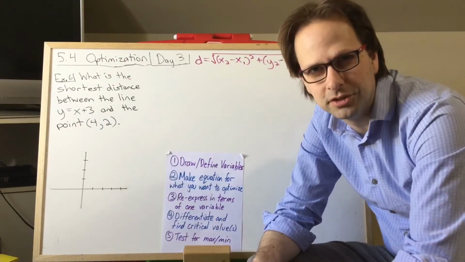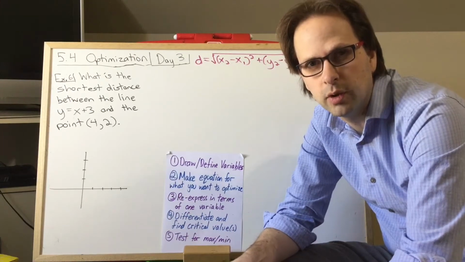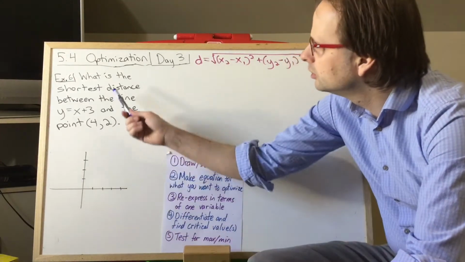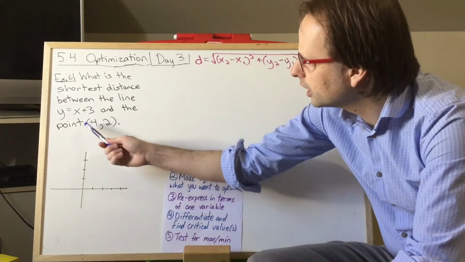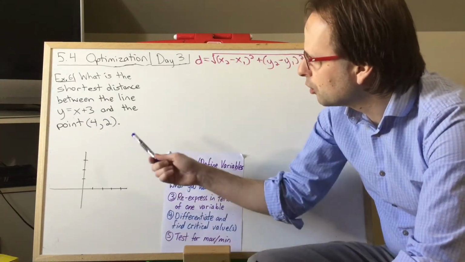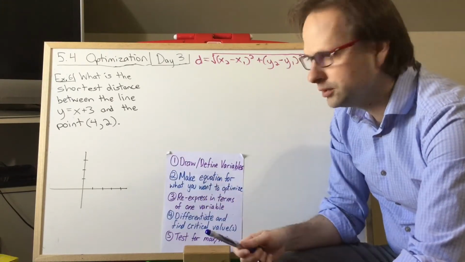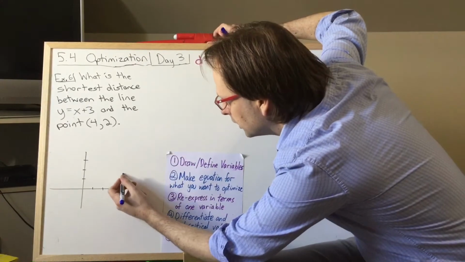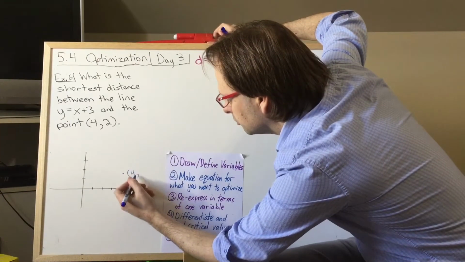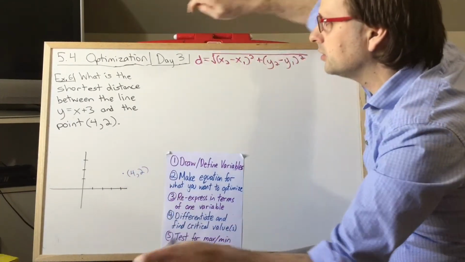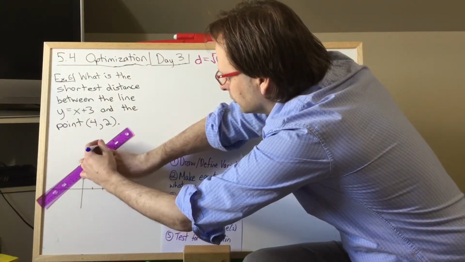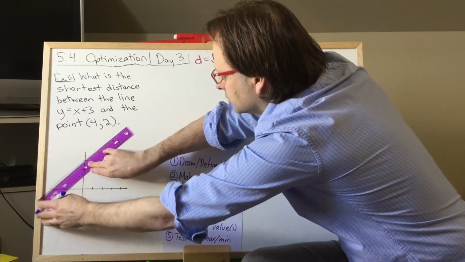Now that we have a distance formula, let's put it to use in a question that asks about shortest distance between a line and a point. So we want to find the shortest distance between the line y equals x plus 3 and the point 4, 2. Step 1, draw. So 4, 2 would be right here. There's my point. And the line y equals x plus 3 has a slope of 1 and a y-intercept of 3. I'm just going to make a rough sketch here.